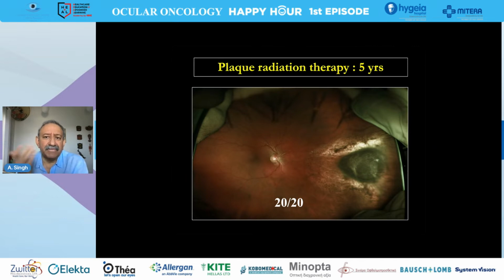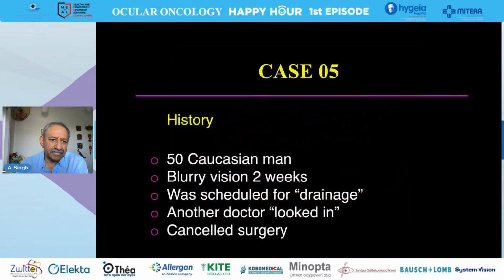You can see that after 5 years, her vision is still 20/20. All the lipid, all the fluid is gone. And this is the partially regressed tumor. So this is an RPE adenoma, biopsy proven, that was showing some growth and therefore was treated with plaque radiation. This patient does not need prognostication, does not need any kind of risk assessment for metastasis, because we know these tumors do not metastasize. So this is a dark tumor, but it's not a melanoma.